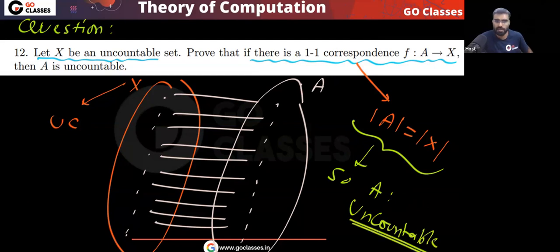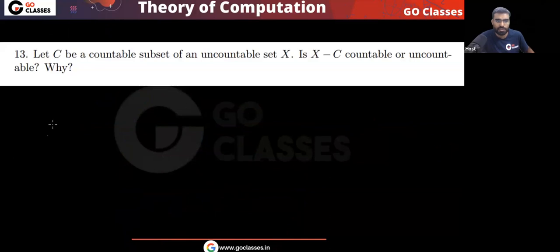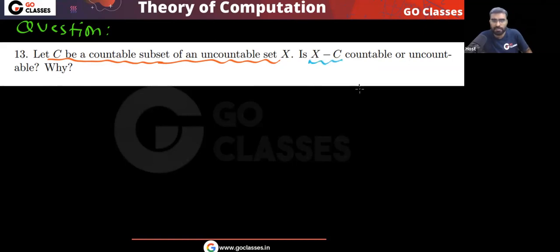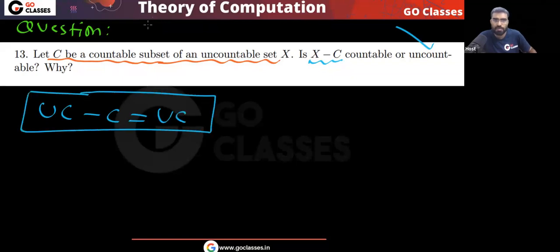Okay, simple point. Now let's see the next one. Tell me the answer for this question. C is a countable subset of an uncountable set X. What can you say about X minus C? That will be uncountable. Very good. Remember, uncountable minus countable is always uncountable. We have already proven it; we have seen this proof.